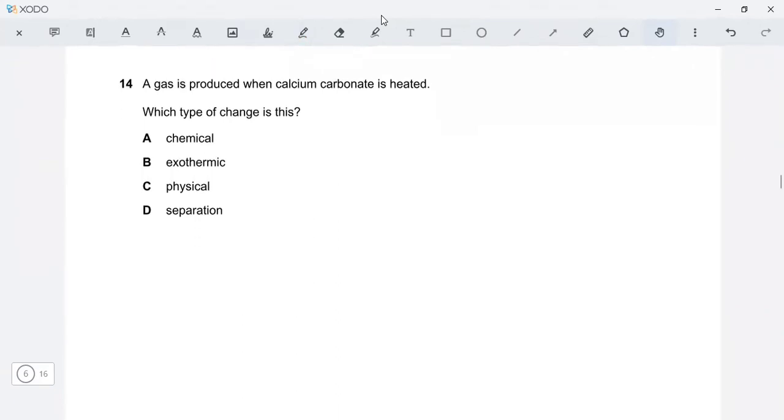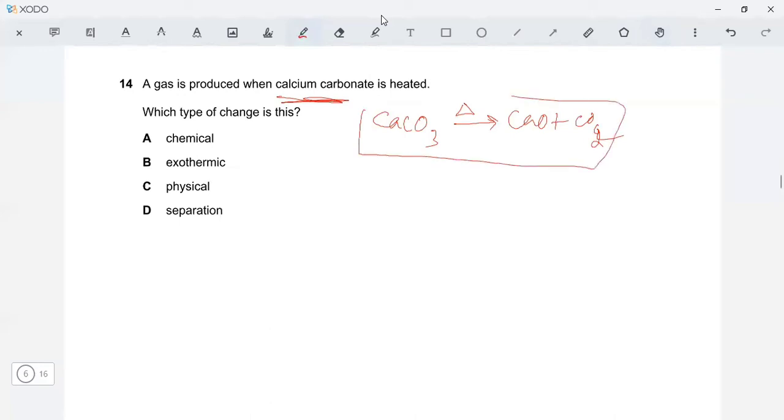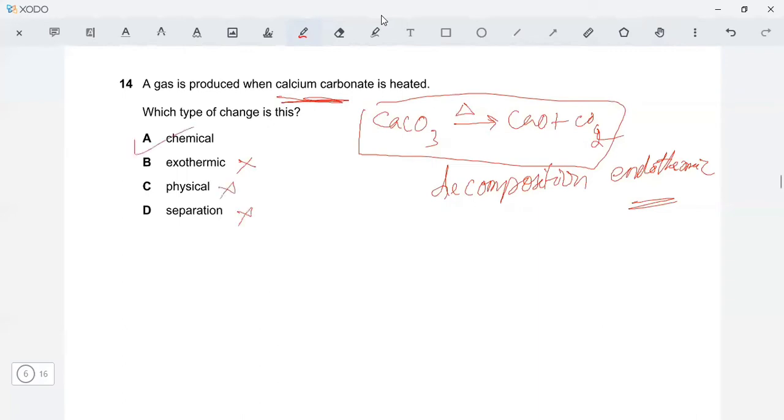Okay, 14th: a gas is produced when calcium carbonate is heated. Which type of change is this? Calcium carbonate is basically limestone, CaCO3. When it's heated, you'll get calcium oxide and carbon dioxide gas. Clear? So basically this is an endothermic reaction. This is a decomposition reaction. Decomposition reactions are always endothermic. Endothermic means heat is taken, heat has to be absorbed. So what type of change is this? Is it exothermic? Not at all. Is it physical? No. Separation? No. It's going to be a chemical change. Okay, it is a chemical change.